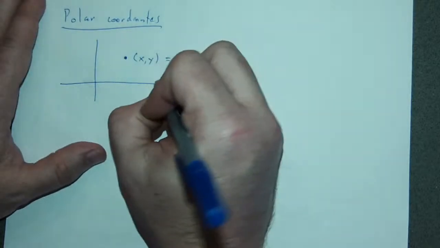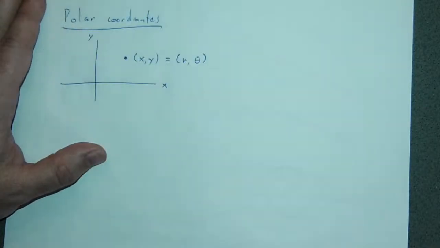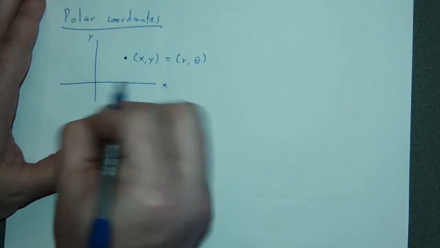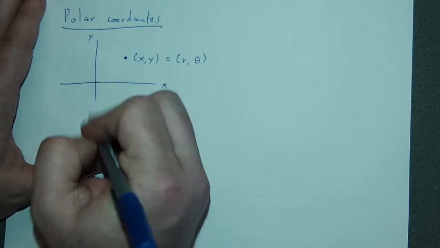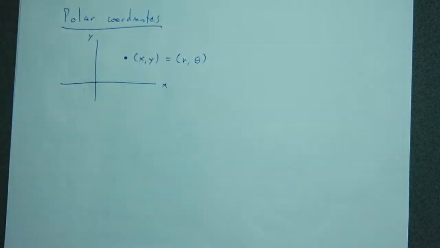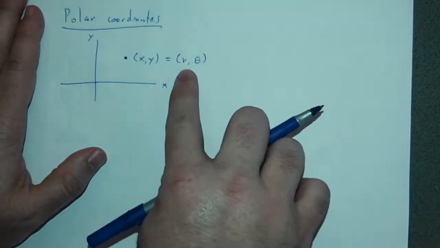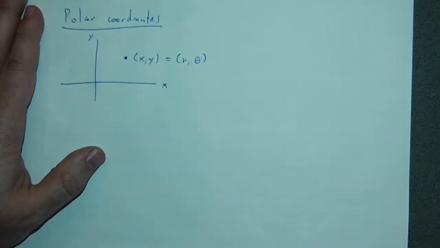Of course x and y denote a very simple relationship. The first slot is however many units x I am to the left or right, and the second slot is the y coordinate, however many units I am up or down. But where do I get r and theta from?